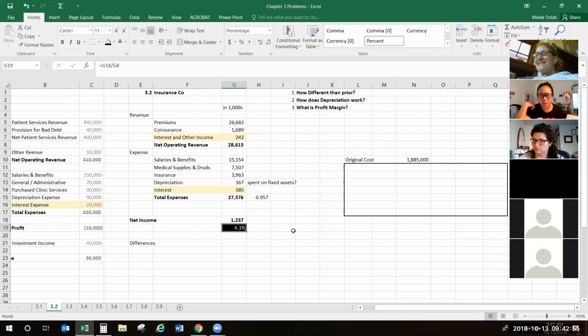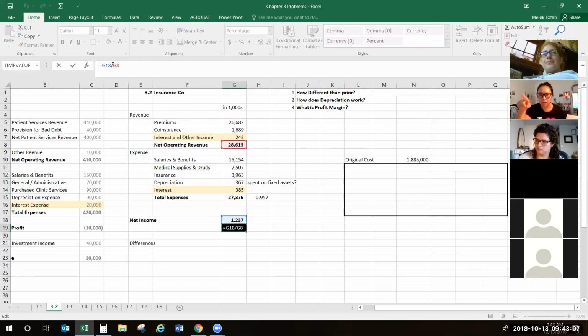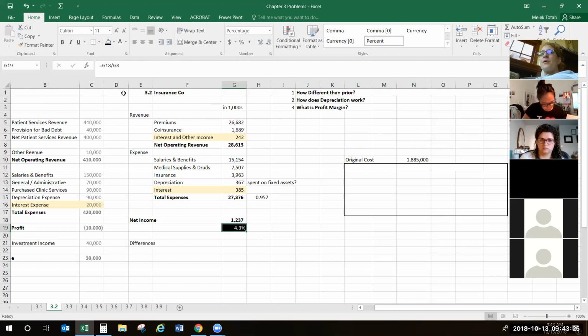Was it the total expenses divided by the revenue and then times 100 for the percentage? Total profit. Total expenses divided by the revenue. No, not expenses. Profit margin is net income. So what it's saying is, how much income are you generating on the revenue that you bring in, right? That's what the profit margin is. How much profit or net income are you generating on the revenue that you bring in?